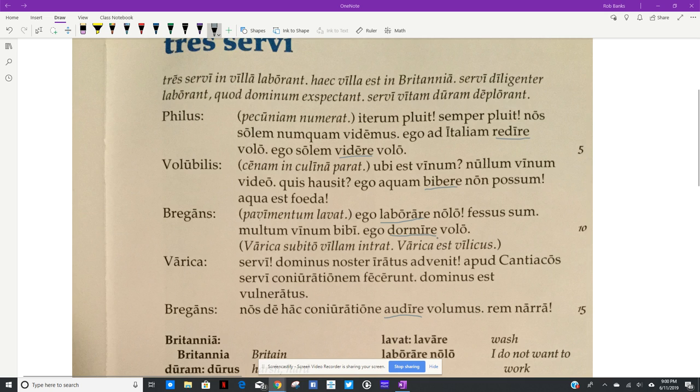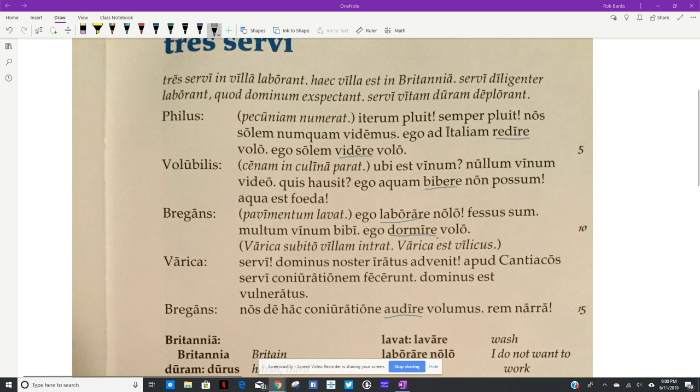So, chapter 13, the first chapter of the Blue Book, Tres Servi, three slaves. The grammar from the chapter: we saw infinitives and conjugations. The infinitive is the second principal part. We talked about principal parts, and we also talked about conjugations. These are families of verbs that form the same way, and you can identify a verb's conjugation easily by the infinitive.